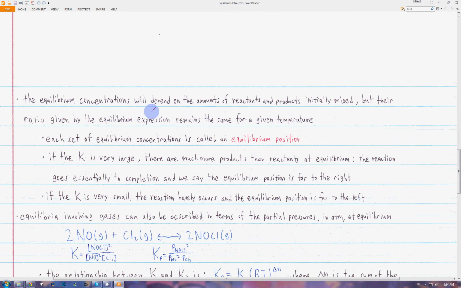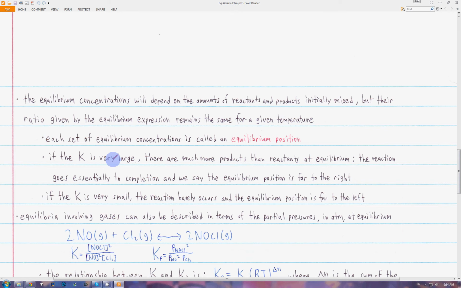So the equilibrium concentrations of all these species in a reaction will depend on the amount of reactants and products that you initially mix. But the ratio in the equilibrium expression will always be the same. It will always equal that equilibrium constant, assuming the temperature is the same. So while there is only one equilibrium constant, there are infinitely many possibilities of different sets of equilibrium concentrations. And each set of equilibrium concentrations is called an equilibrium position.